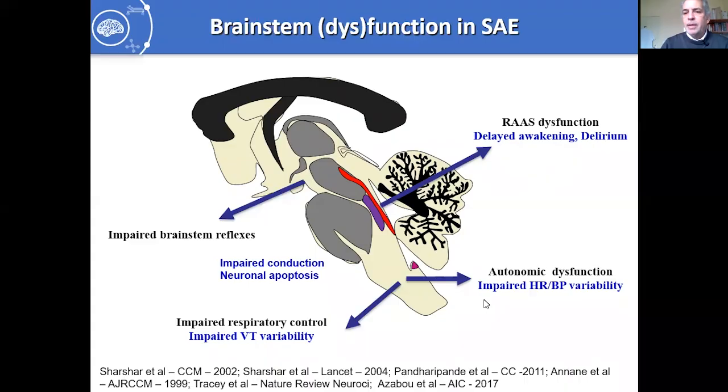And it has been shown that sepsis is associated with impaired heart rate and blood pressure variability that can be related to dysfunction at the level of the brainstem autonomic nuclei. It has also been shown that there is an impaired variability of the tidal volume that can also reflect a dysfunction at the level of the respiratory nuclei within the brainstem. And interestingly, it has been shown that the impairment of heart rate variability is associated with mortality and the impairment of tidal volume with weaning failure.